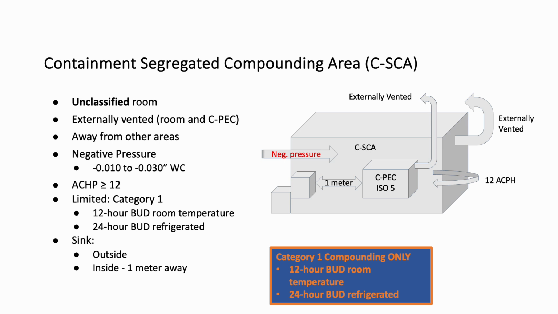This is an example of a containment segregated compounding area, or CSCA. It's an unclassified room that's going to be externally vented to the exterior of the facility, both the room and the CPEC, or the biological safety cabinet. It's going to be away from other areas of activity, and it's going to be negative pressure of a negative 0.010 to a negative 0.030 water column. Note again, we're going out to 3 decimal points in order to avoid rounding into compliance. There will be at least 12 air changes per hour or more, and this type of room is going to be limiting our beyond use dating to category 1, as 12 hours room temperature and 24 hours under refrigeration.